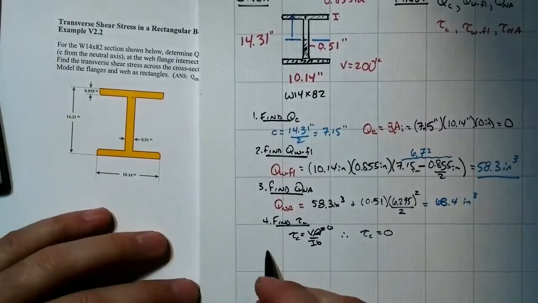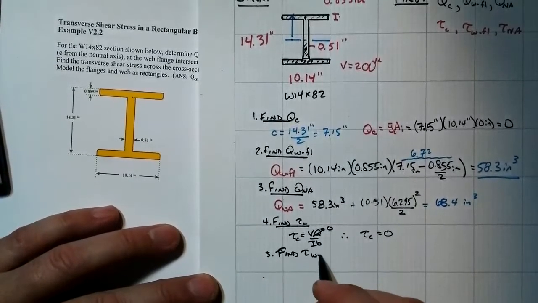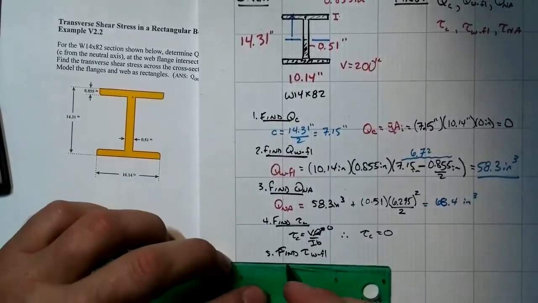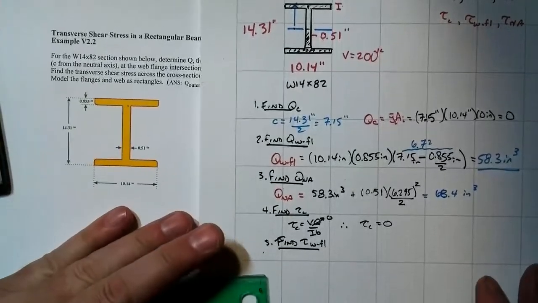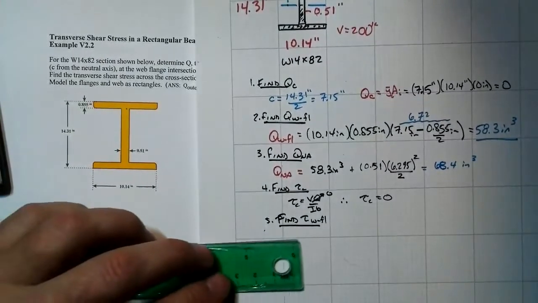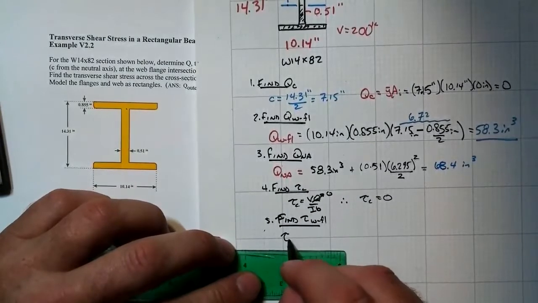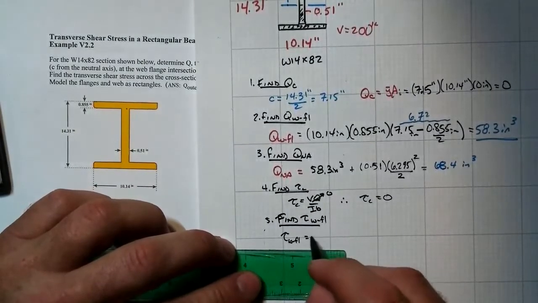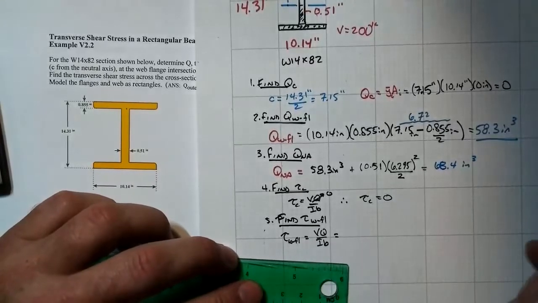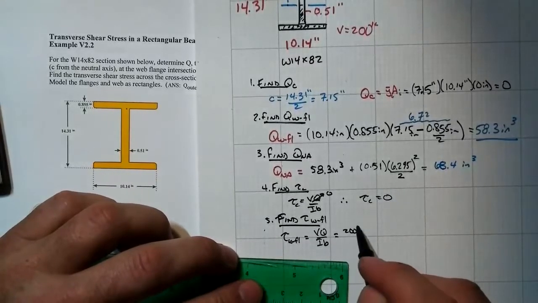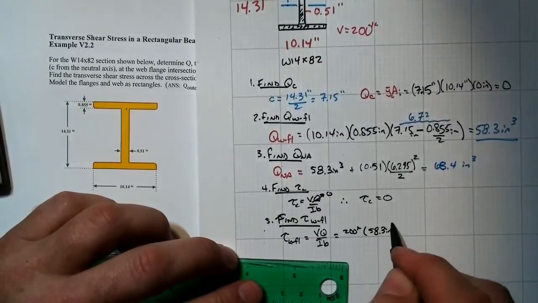Right? Now, for tau at the web-flange intersection, we're actually going to have two answers, right? Because the value of b, the width, changes depending on if we're just barely into the flange or only in the stem, right? So tau at the web-flange, again, it's going to be VQ over IB, and our shear is 200 kips. Our Q, capital Q, is 58.3 cubic inches.